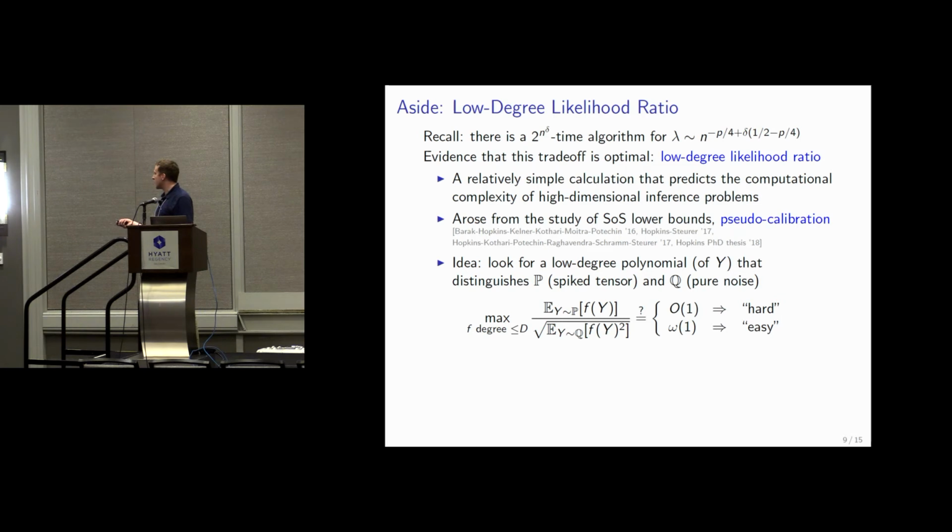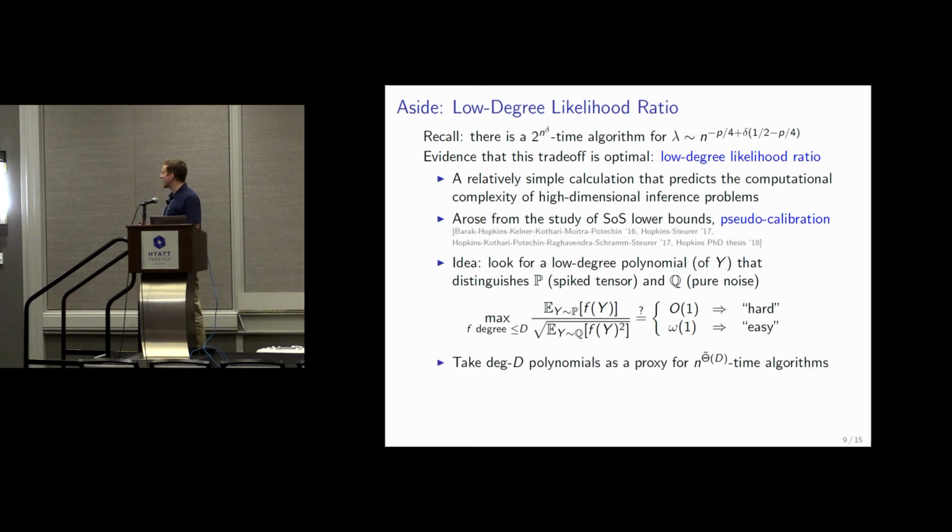And this is the precise sense in which we'd like it to distinguish, right? So I'm maximizing over all polynomials because I want to find the best one. So over all low-degree polynomials, which one has a large mean in the planted distribution, divided by the size of its fluctuations in the null distribution. Right, and if this value is big, this means it should be easy for low-degree polynomials. If it's constant, it should be hard.